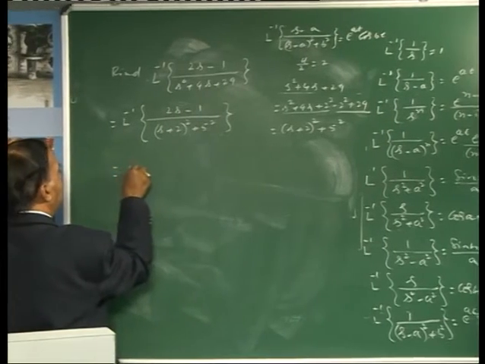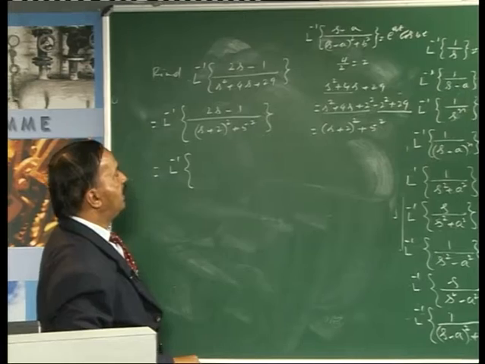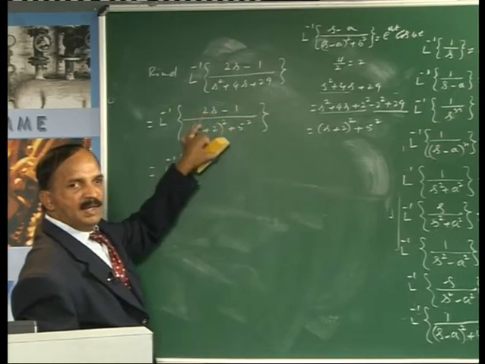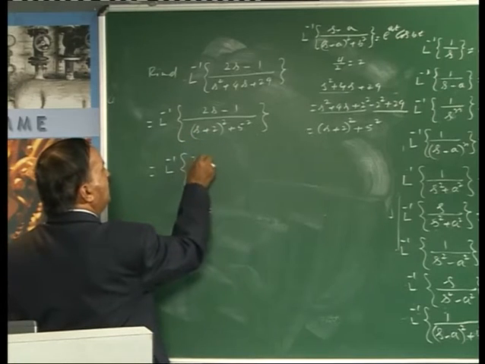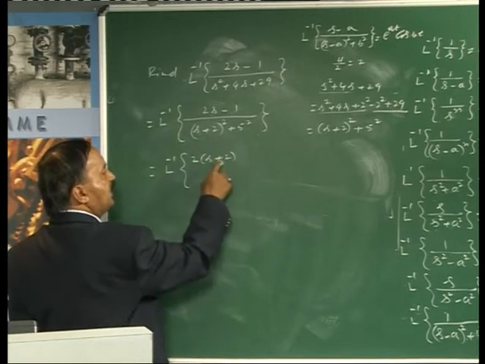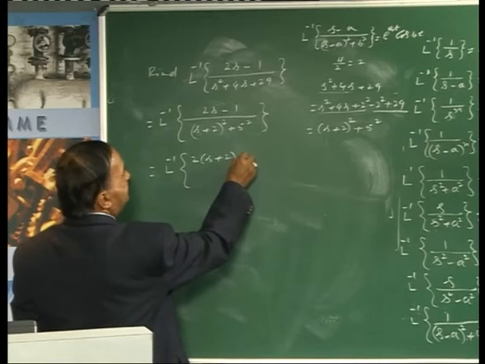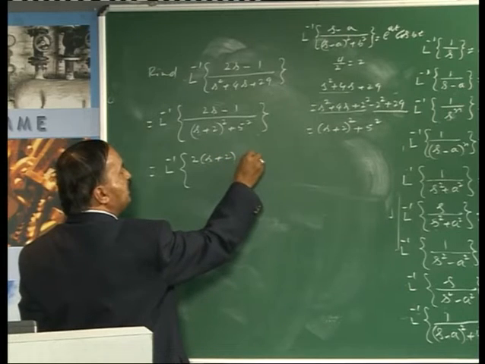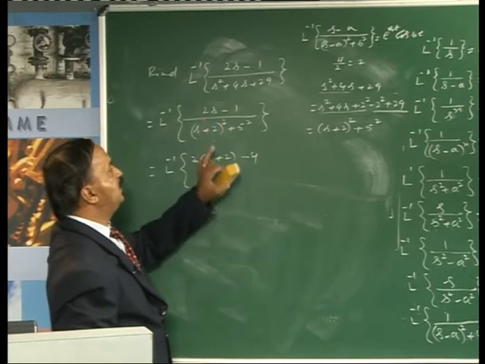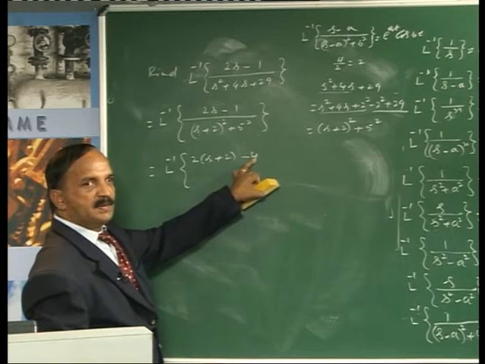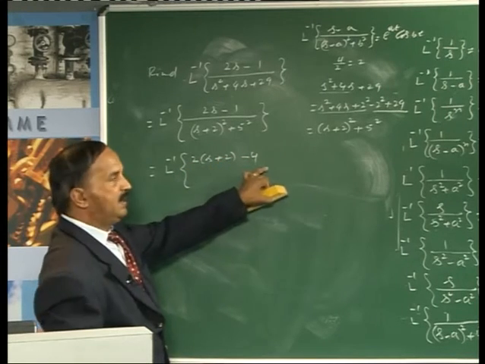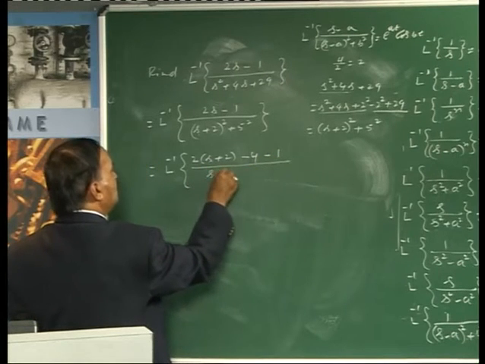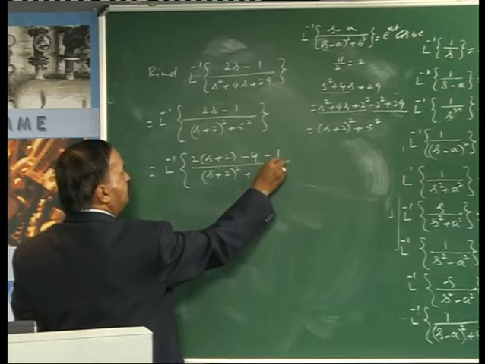So this is equal to here L inverse of, now this is s plus 2, this is 2s minus 1, in place of s, you write s plus 2. Then this becomes here 2 into s plus 2, minus 2s, so plus 4 is there here, write minus 4. So 2 into 2, 4, you write plus 4 minus 4, that means here add and subtract 4. And this minus 1, you write the same here, minus 1 divided by s plus 2 whole square plus 5 square.